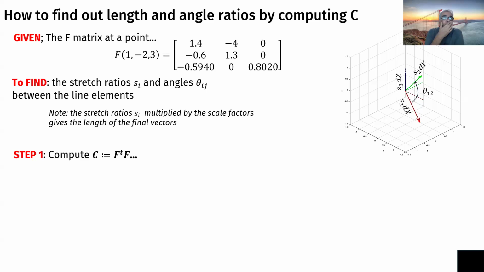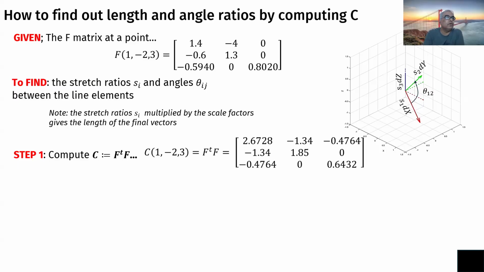First thing to do is to compute F transpose F. So off you go. You compute F transpose F, and that's pretty easy. Take the transpose and compute. You will get first row 2.6728, minus 1.34, minus 0.4764. Second row is minus 1.34, 1.85, 0. Third row is minus 0.4764, 0, 0.6432. Notice that the matrix is symmetric because we're doing F transpose F. This contains all information about shape change. So C is what you look at for shape change.